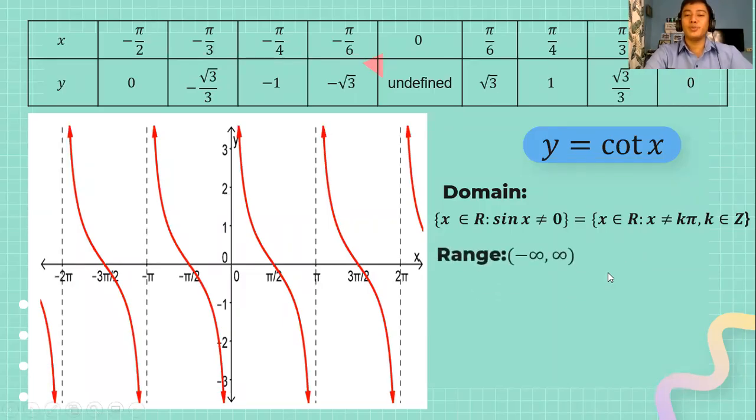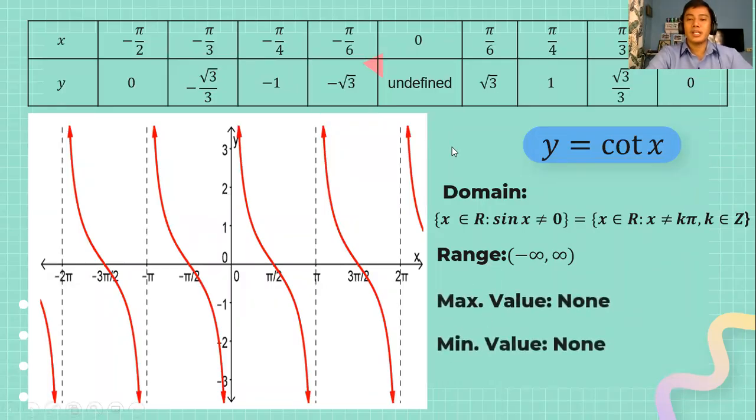For the range, as you observe, the range is again negative infinity to positive infinity because the graph is continuous across the y-axis, upward and then downward. And if we have infinities, then the maximum and the minimum values will be none. Notice again that the period repeats every 180 degrees, or every pi.